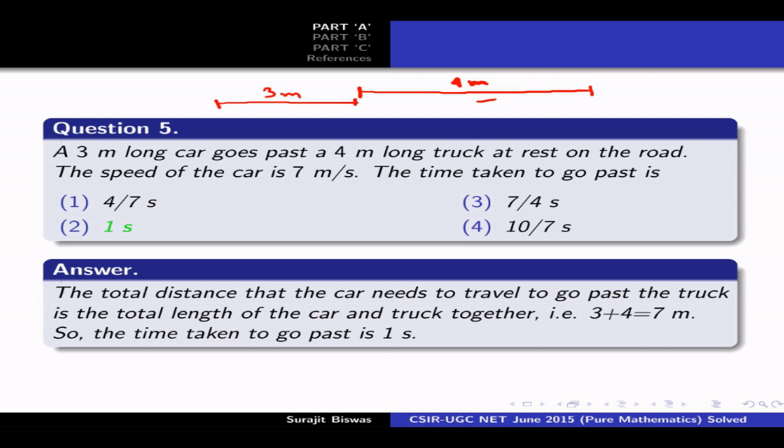Okay, so the total distance that the car needs to travel to go past the truck is the total length of the car and truck together, that is 3 plus 4 equal to 7 meter. And since the speed of the car is 7 meter per second, the time taken to go past is 1 second. Okay, the correct option is this.